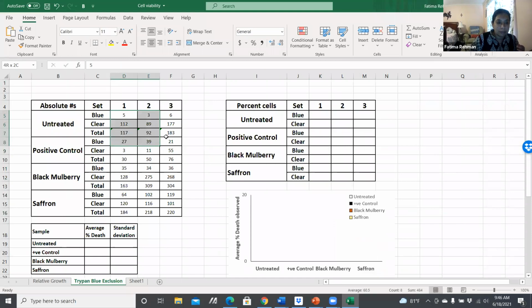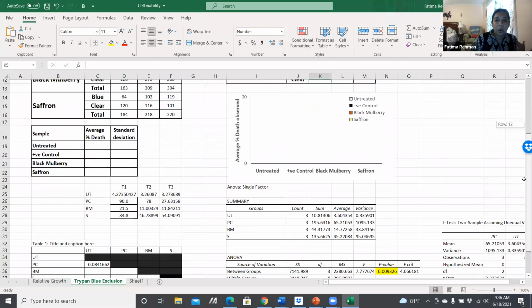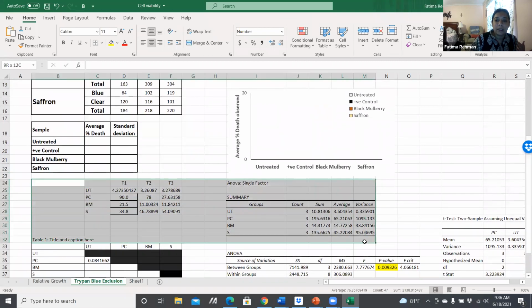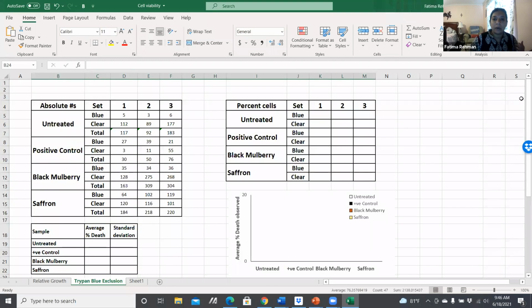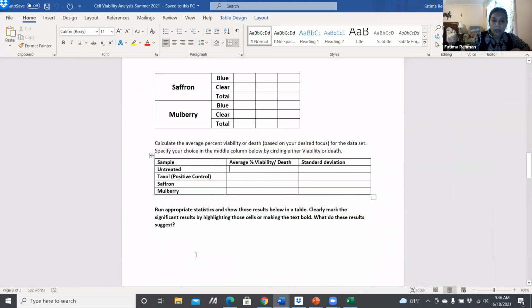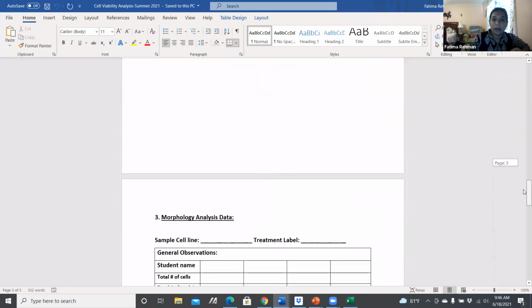What you should do is put all your absolute numbers in there, and then we are going to be converting them into percentages, average percent and standard deviation, so we can create our graph and run our statistics. I'm going to go over all these statistics in a little bit, when we are at a stopping point after you collect the data itself. So we'll talk about the statistics and how to present them in a little bit.